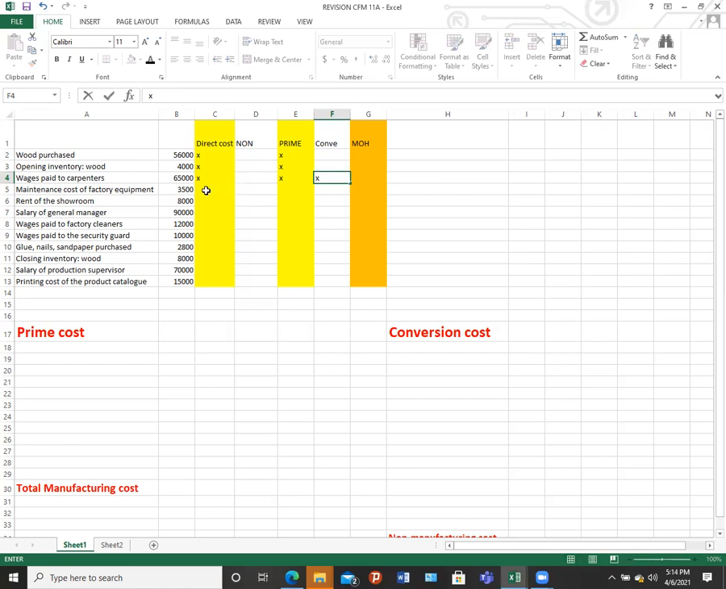Maintenance cost of factory equipment. It's manufacturing overhead. It's only manufacturing overhead. Remember, guys, I repeat again, your overhead is your manufacturing overhead, and then direct labor plus overhead is your conversion, because conversion is equal to direct labor plus manufacturing overhead.